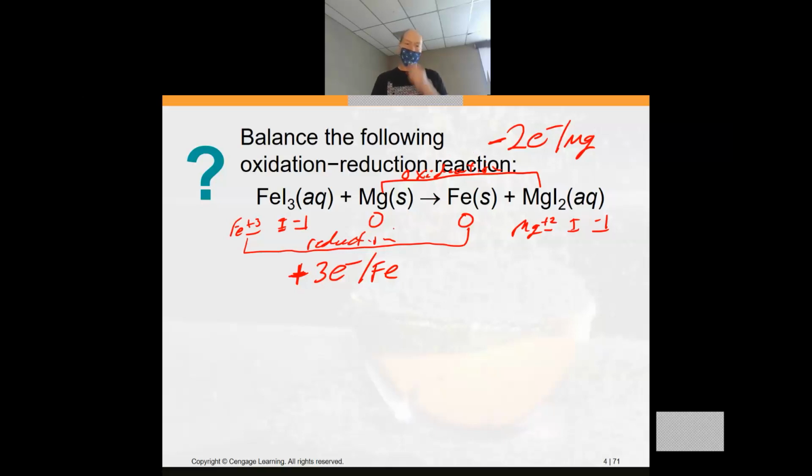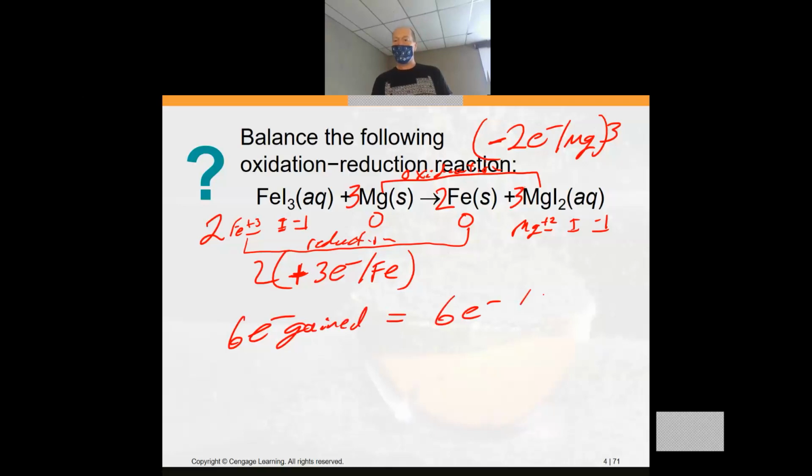The least common multiple is 6, so we have to do the iron 2 times. The iron has to be done 2 times. Magnesium has to be done 3 times. And so now we have 6 electrons gained and 6 electrons lost. When you put the coefficients in, you have a balanced chemical reaction. Now you see you have 2 irons, yes, 3 magnesiums, yes.